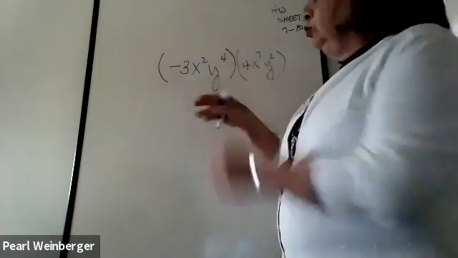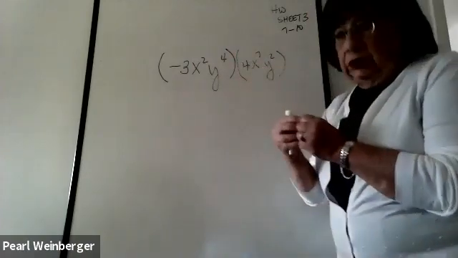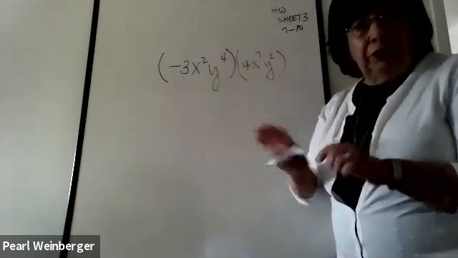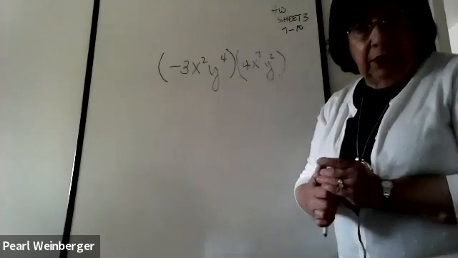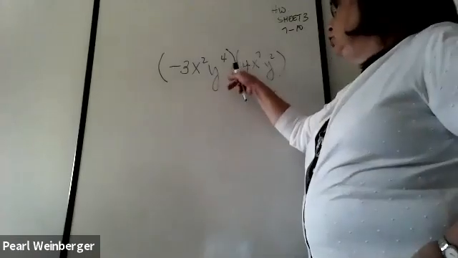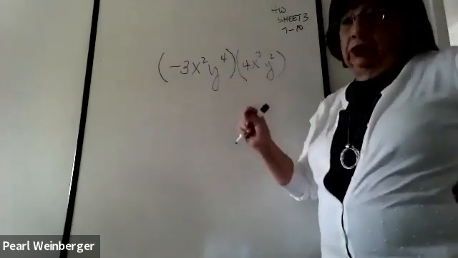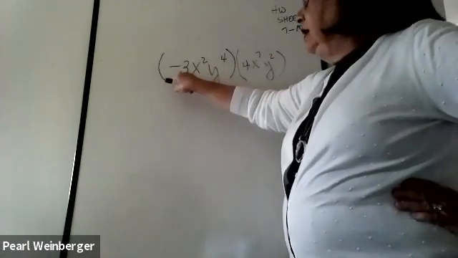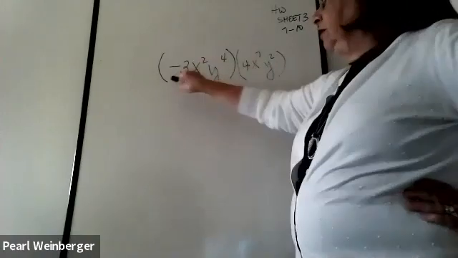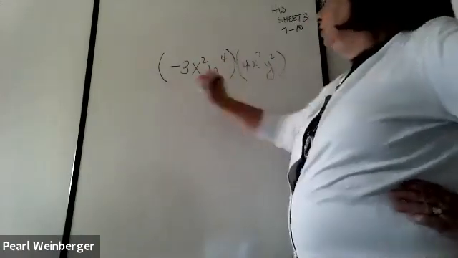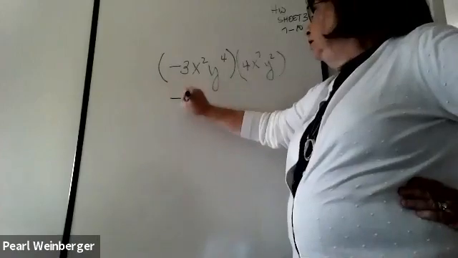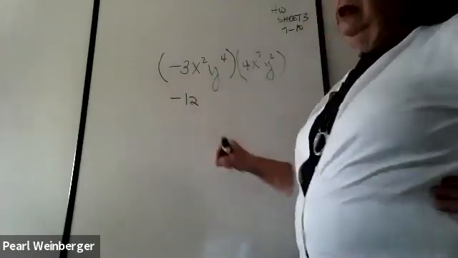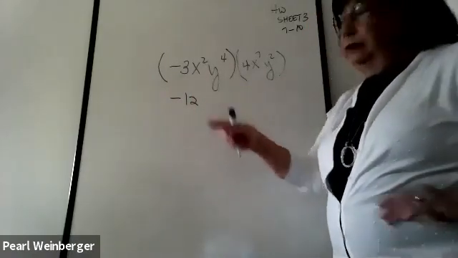When there are two parentheses right next to each other and there's no plus or minus in between them, the operation is understood to be multiplication. And the way we do this is we multiply the coefficients together first. Negative 3 times 4 gives me negative 12. And then we start working with the letters.